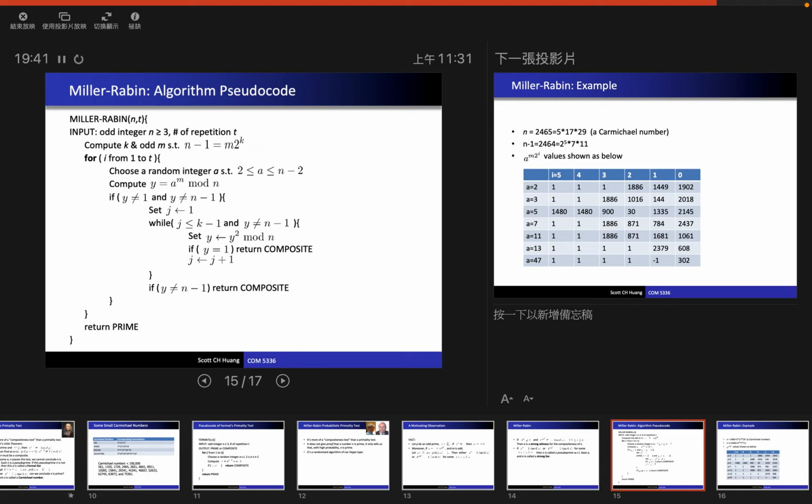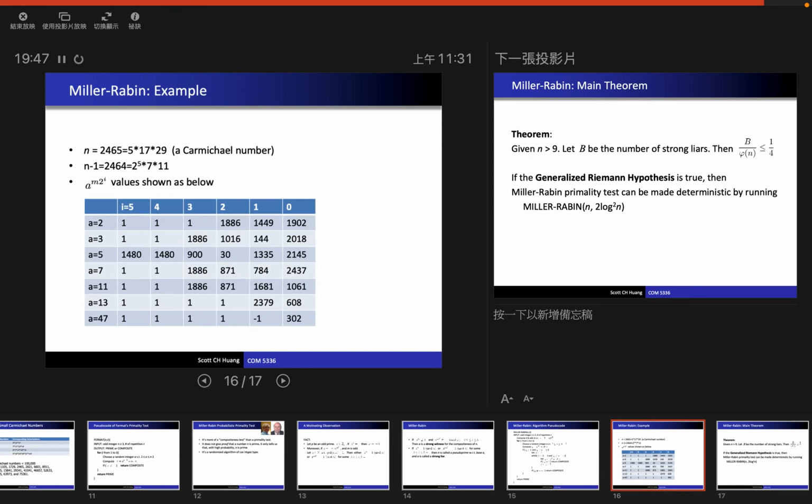Let's take a look at some concrete example. We actually choose a Carmichael number in this case. That will be very informative, because that's the kind of number where Fermat's test failed. So let's check. So n is 2,465. And then we choose.